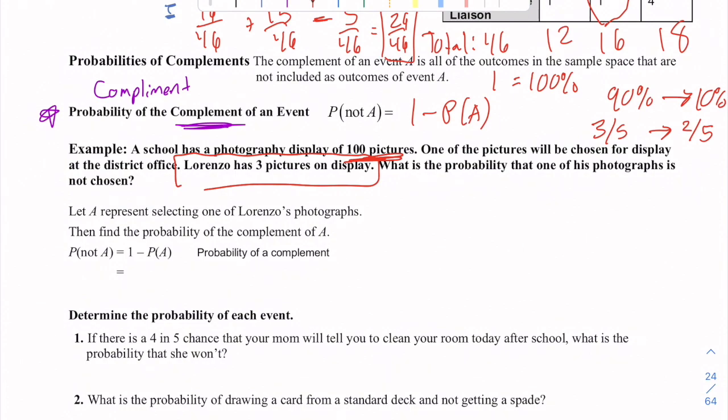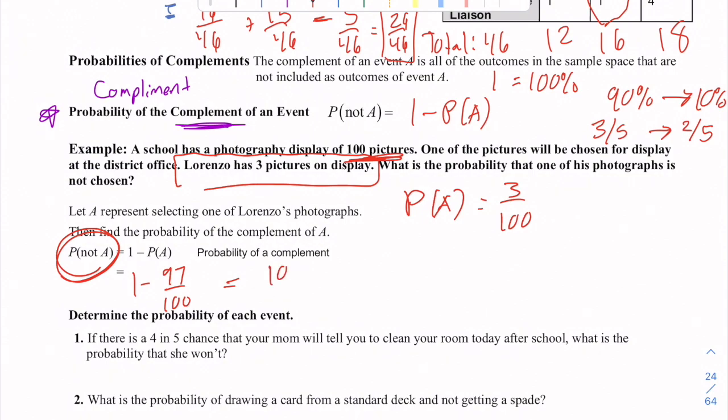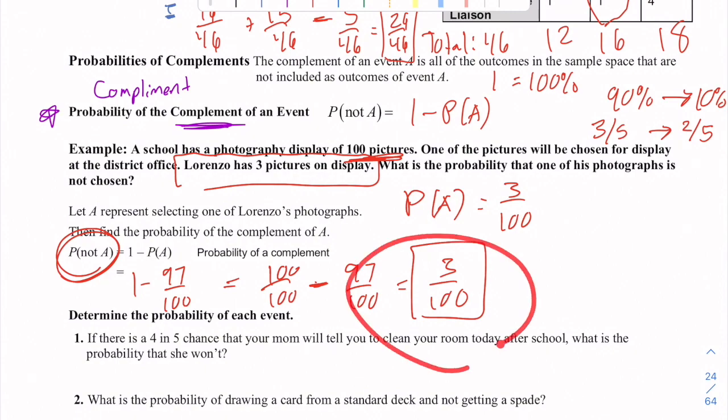So the probability of picking one, though, is what? What's the probability of actually picking one of his pictures? It is 3 out of 100. So if it's 3 out of 100 to get his picture, what is the probability of not getting his picture? It would just be 100 over 100, you want to think of it that way, minus 97 over 100, which is 3 over 100.